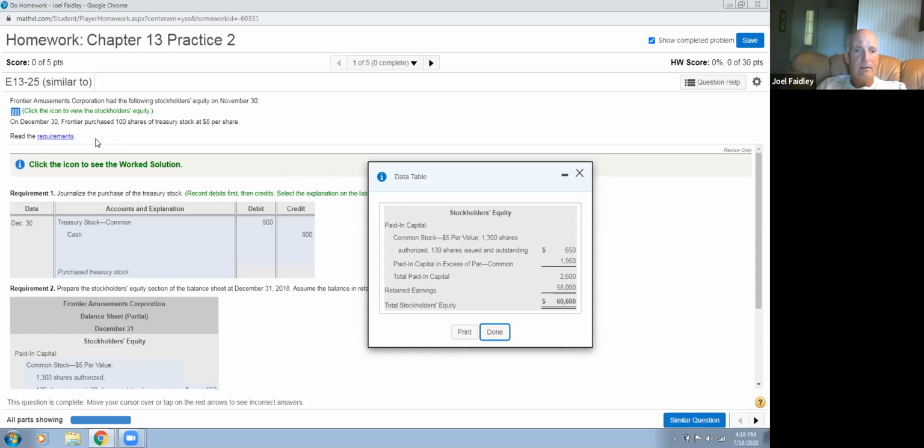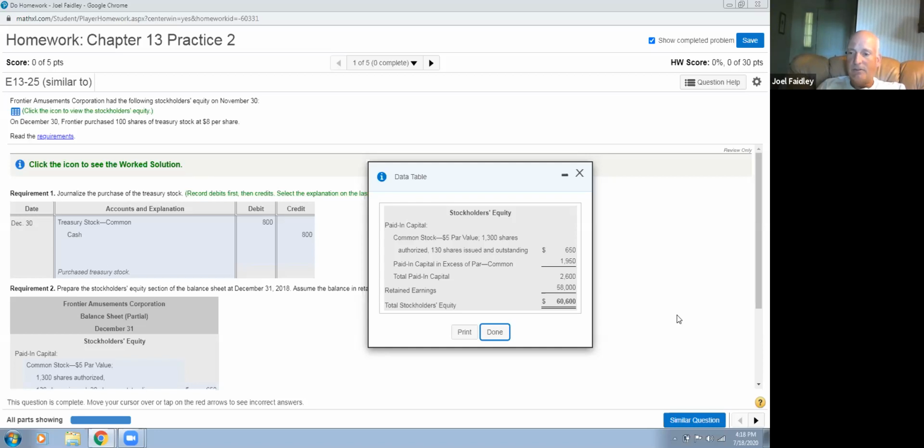We have a December 30th, Frontier purchased 100 shares of treasury stock at $8. So their treasury department has to actually pony up $8 because that's the market value. Pony up $8 a share. So they got to spend $800 to buy back these shares. So you credit cash because it's coming out of your cash account, and you debit this contra equity account called treasury stock. It offsets equity. It's a reduction of equity, right? Okay, so there's the first entry.